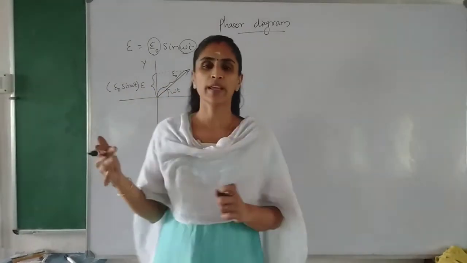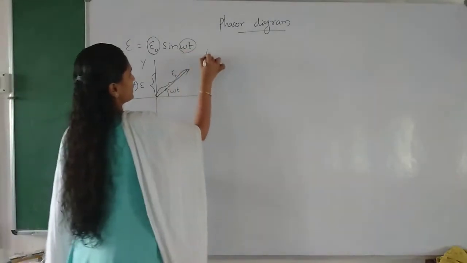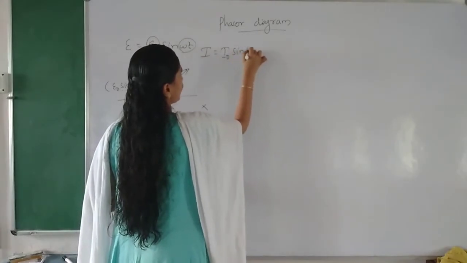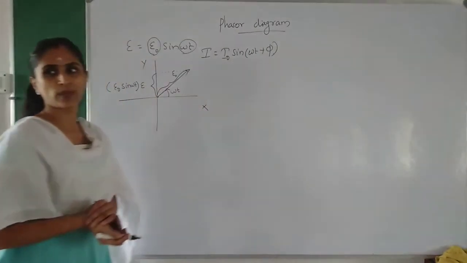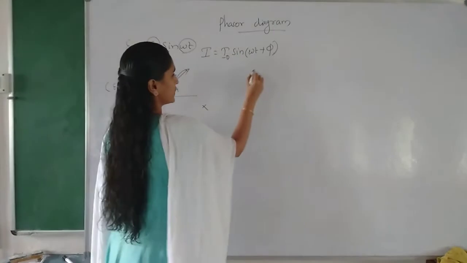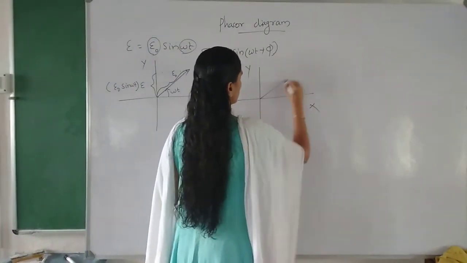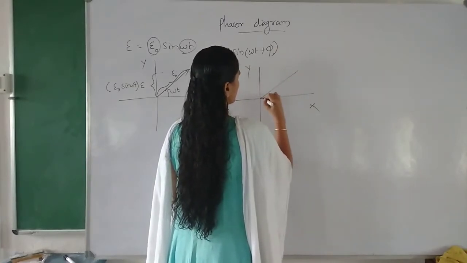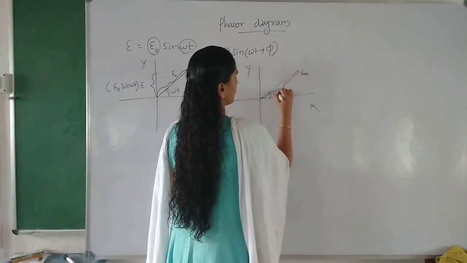If another vector is there, written like this, I is equal to I0 sin omega t plus phi, how can we represent that vector? We can represent both in one diagram. This is X and Y. Here this corresponds to E0 with an angle omega t.